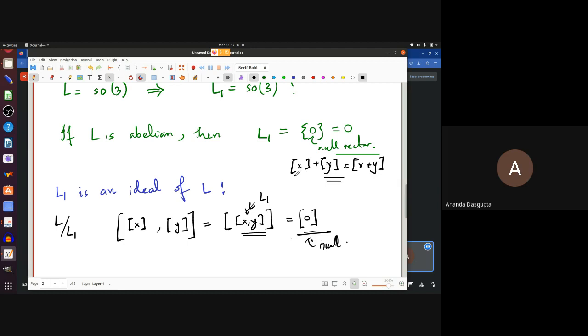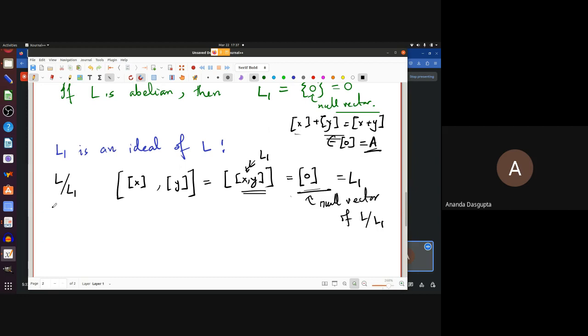Because if you were to add to the equivalence class of X the equivalence class of 0, you would get the equivalence class of X plus 0, which is of course the equivalence class of X back. So the equivalence class of 0, which obviously is nothing but the subalgebra, the ideal A itself. Remember, every element of A differs from 0 by an element of A, which means obviously A is the equivalence class of 0. So this I could call L1 in our specific example, or it's just the null vector of L by L1, right? So what does this tell you about L by L1?